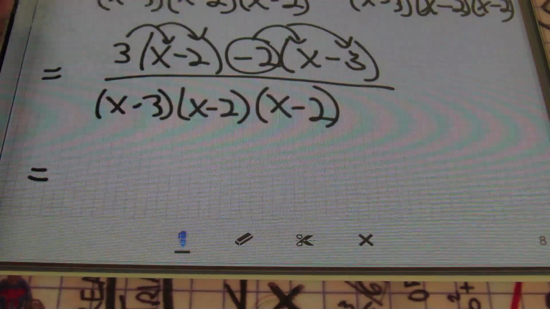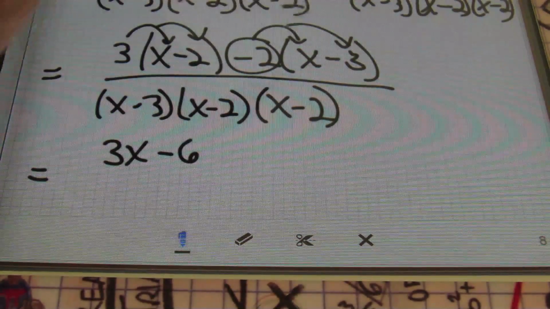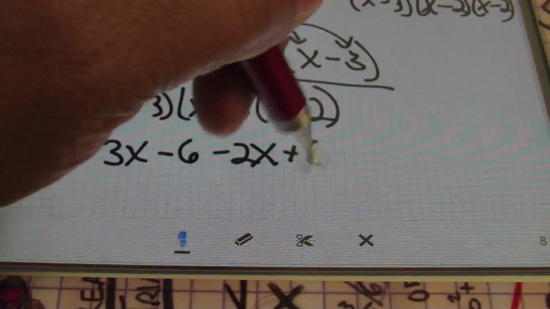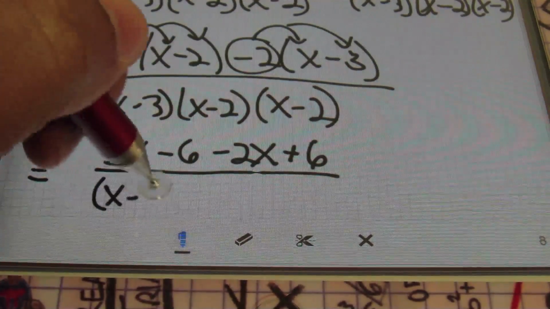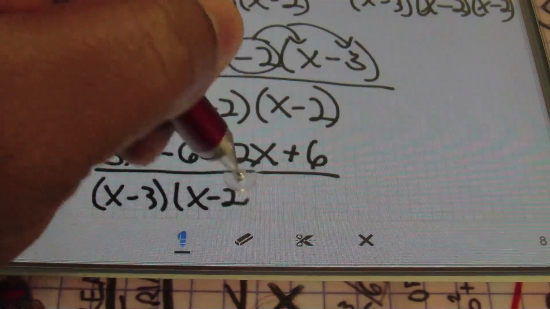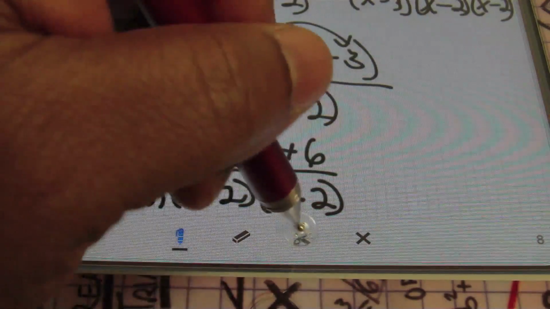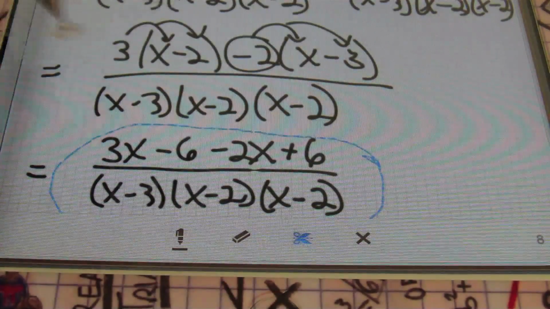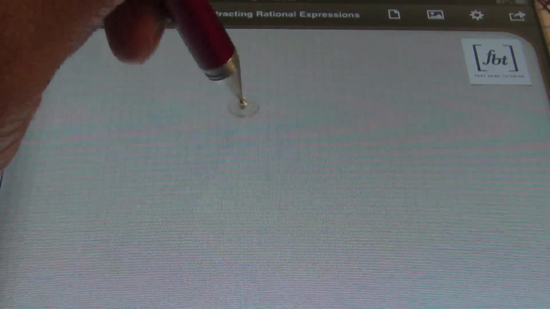So here I'm going to say 3 times x is 3x. 3 times negative 2 is negative 6. Negative 2 times x is negative 2x. And negative 2 times negative 3 gives me a positive 6. All of this is going to be over my common denominator, which is x minus 3 times x minus 2 times x minus 2. Now that we've run out of room here, let's take this to the next page. All right, so that's what we got. Let's copy that and move on.